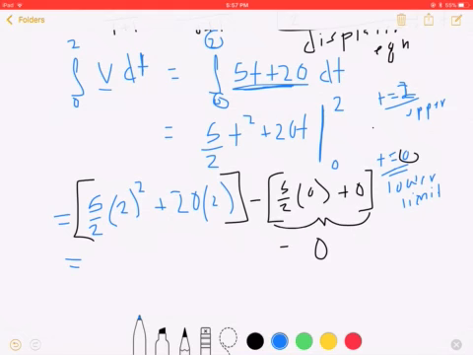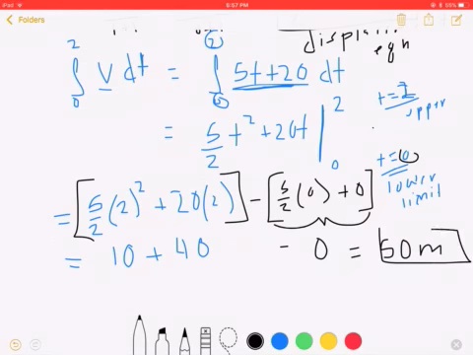So just simple math here. I'm going to have 2 squared, I get 4. 4 times 5, I get 20. 20 divided by 2, I get 10. Plus 2 times 20, I get 40. Minus 0. My final answer is 50 meters. Right, because this whole thing is equal to x. So this technically is my total displacement. So from 0 to 2 seconds, my object's going to move 50 meters.